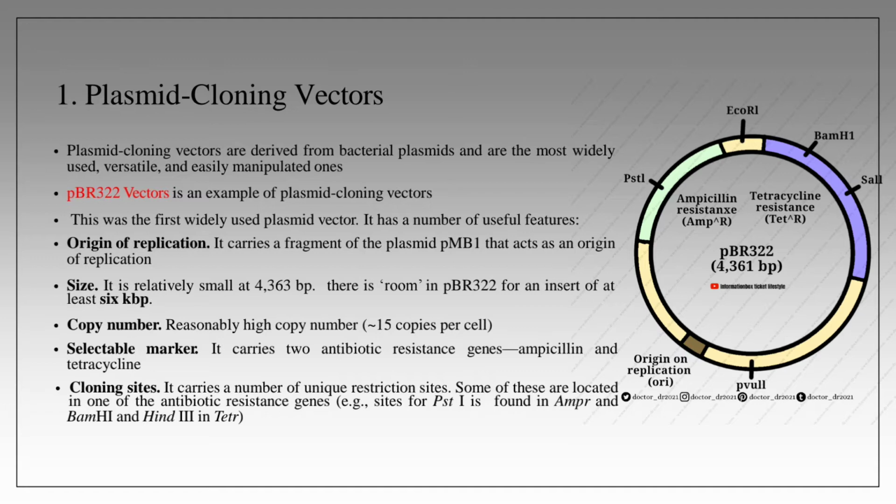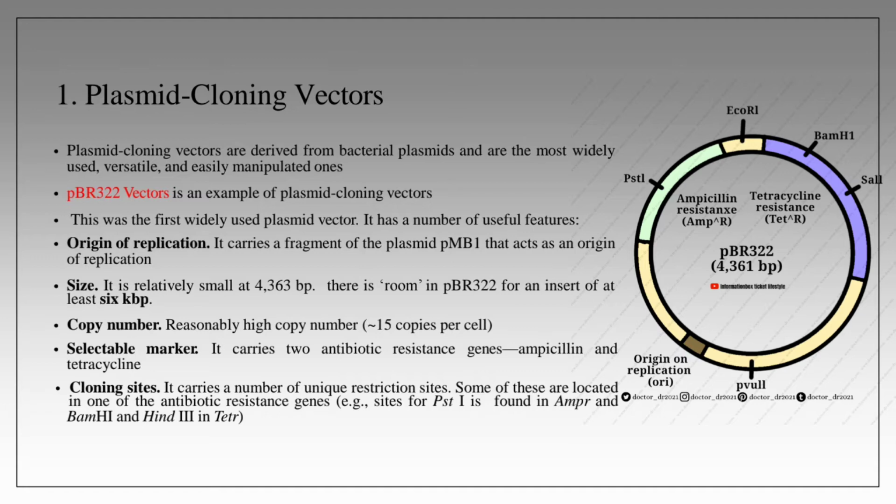pBR322 vector is an example of plasmid cloning vectors. This was the first widely used plasmid vector. It has a number of useful features. Origin of replication: it carries a fragment of the plasmid pMB1 that acts as an origin of replication. Size: it is relatively small at 4363 base pairs. There is room in pBR322 for an insert of at least 6 kilobase pairs.